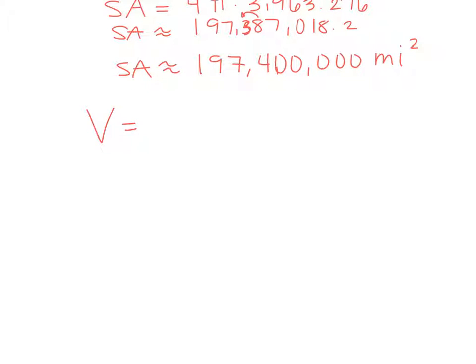Volume. This one, your formula is 4/3 pi r cubed. Okay, so this one you're cubing. Volume is cubed, your radius is cubed. Keep that together, okay?